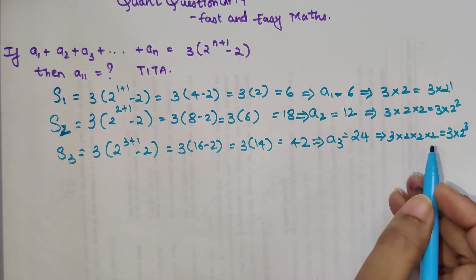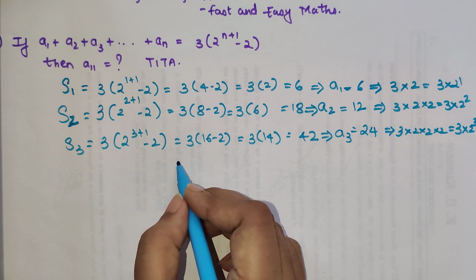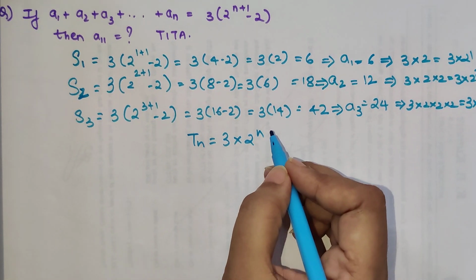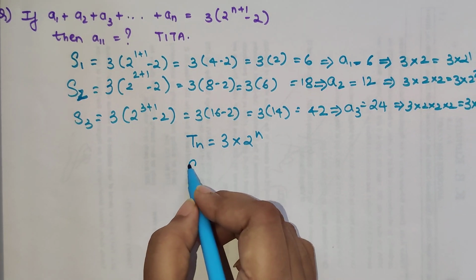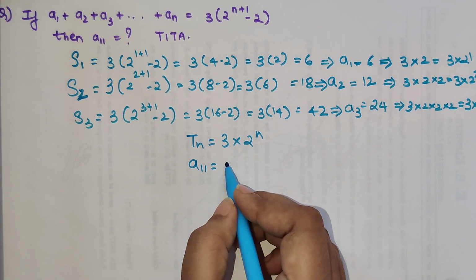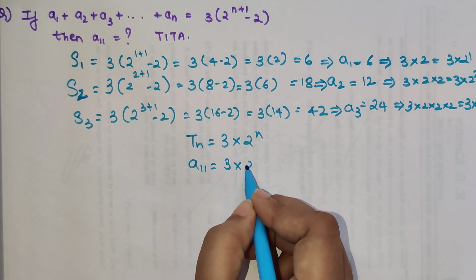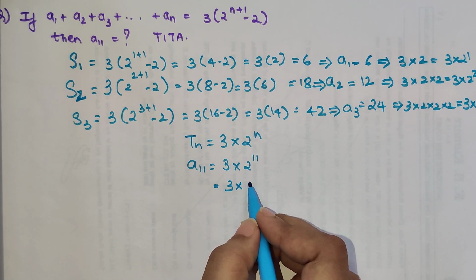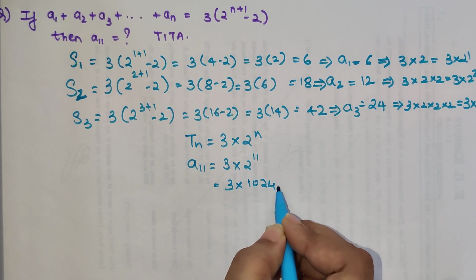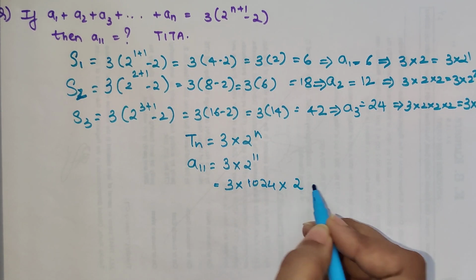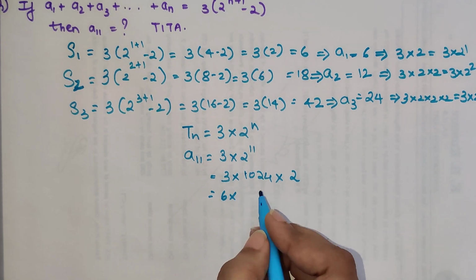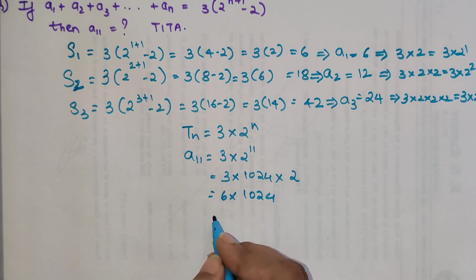So using this logic, I can say that An is nothing but 3 into 2 raised to n. So now using this, I'm going to say A11 is nothing but 3 into 2 raised to 11. And I know 3 into 2 raised to 10 is 1024, and again for 2 raised to 11, I just have to multiply one more 2. So basically we are multiplying 6 into 1024, and the answer for that is nothing but 6144.